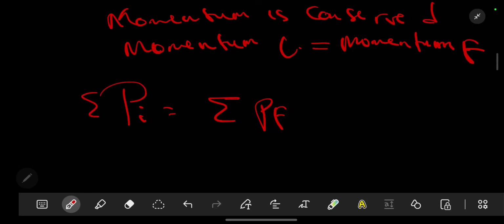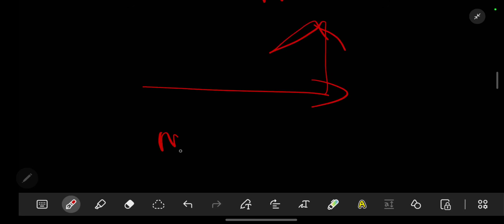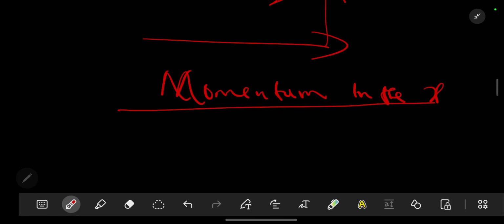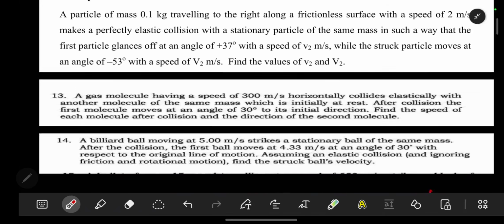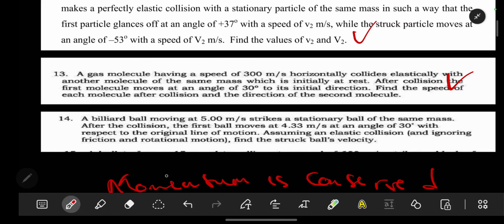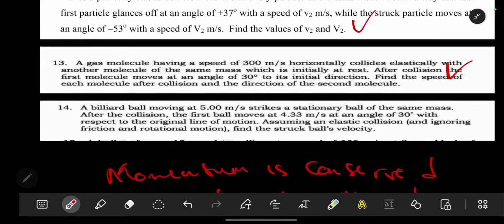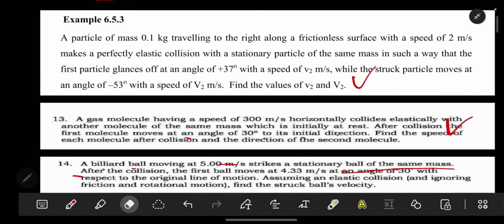Now here we are dealing with 2D, meaning to say it's both in the x and the y direction. Therefore, we are going to be isolating momentum in the x and the momentum in the y. We are going to understand this further as we look at questions. So we are going to be solving these three questions. Let's begin with this one.